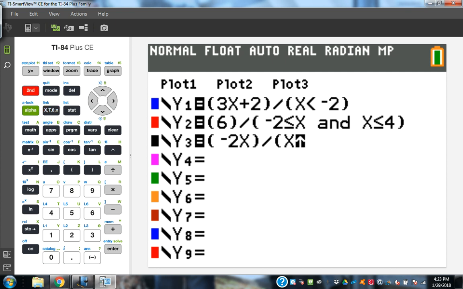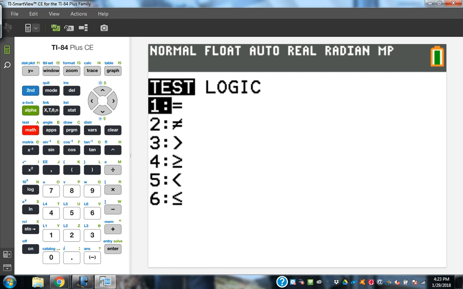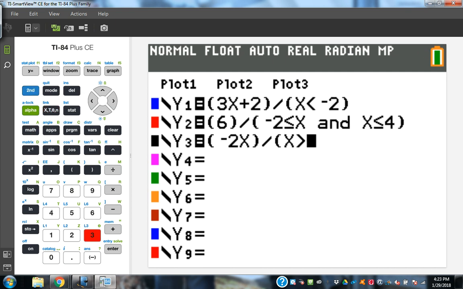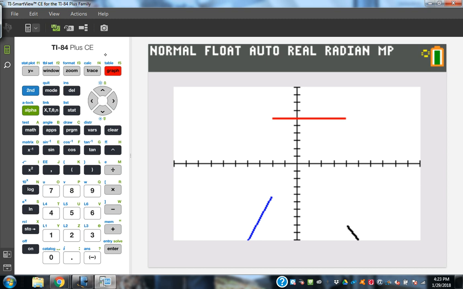X, second math, greater than, choice 3, number 4, close the parentheses, and hit graph. We see our picture pretty much as I drew it by hand. You could zoom out, zoom in if you needed to, whatever from there. Okay. We'll look at it on the calculator as we go through another example. Just get some more practice doing that.